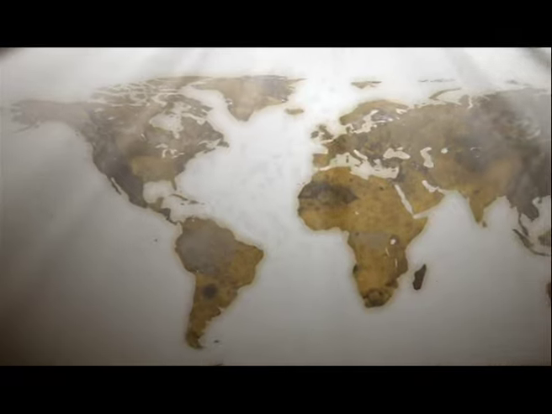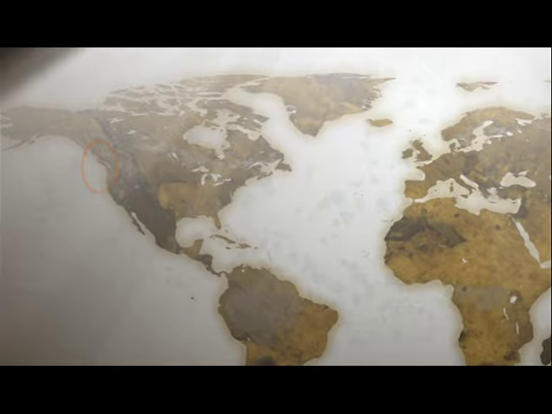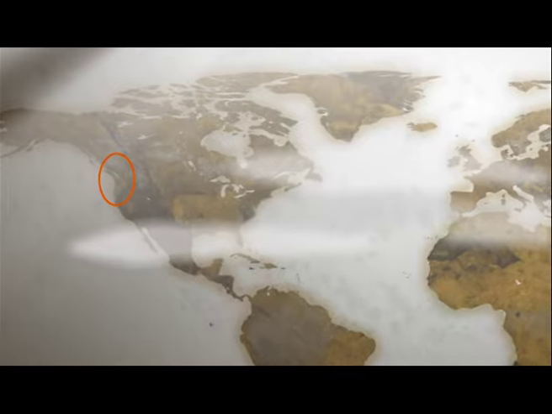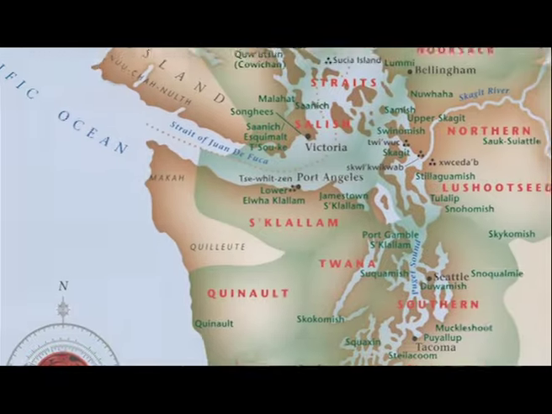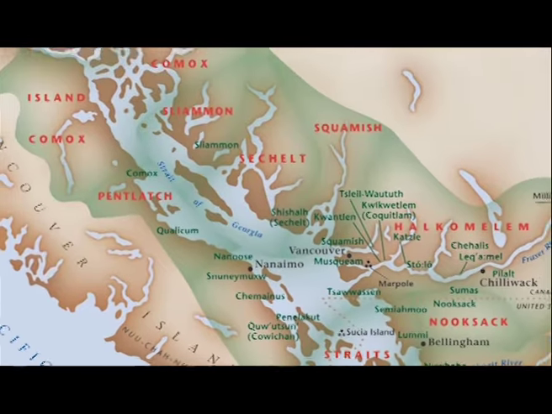The Coast Salish people live in the Pacific Northwest region of North America in western Washington and southern British Columbia. The term Salish refers to a language family, and within those are several tribes.